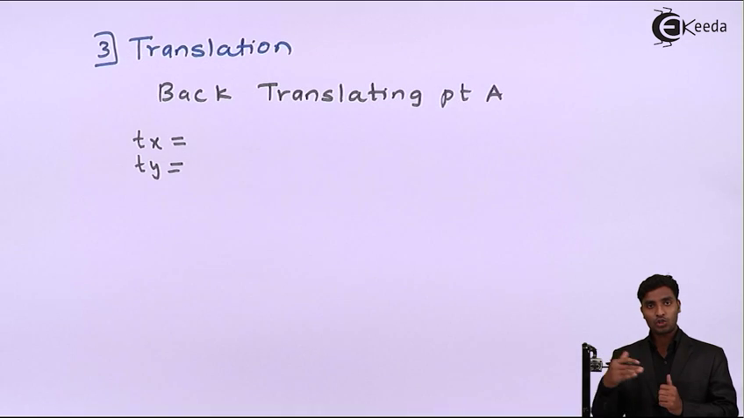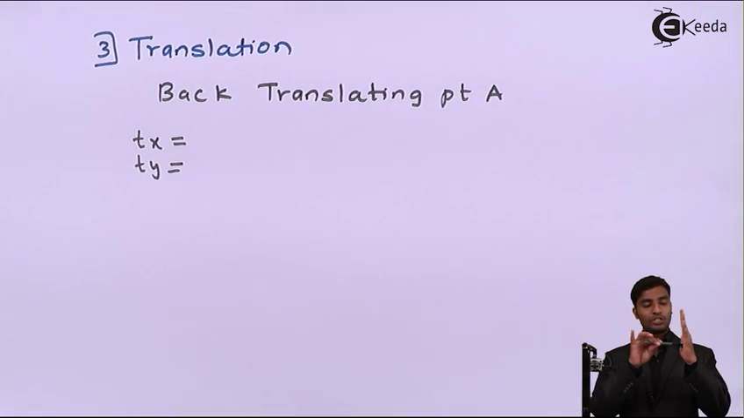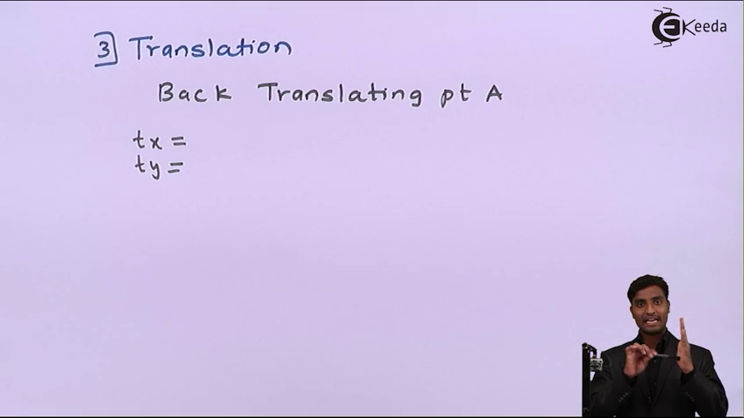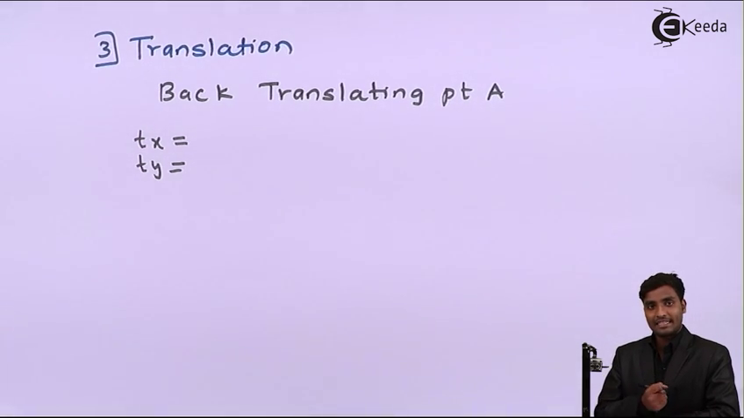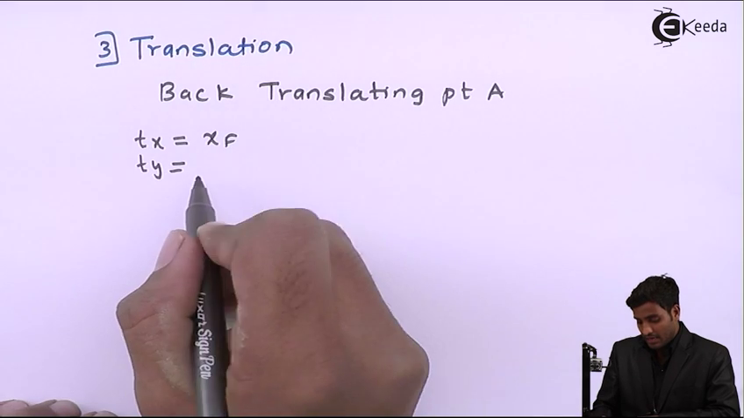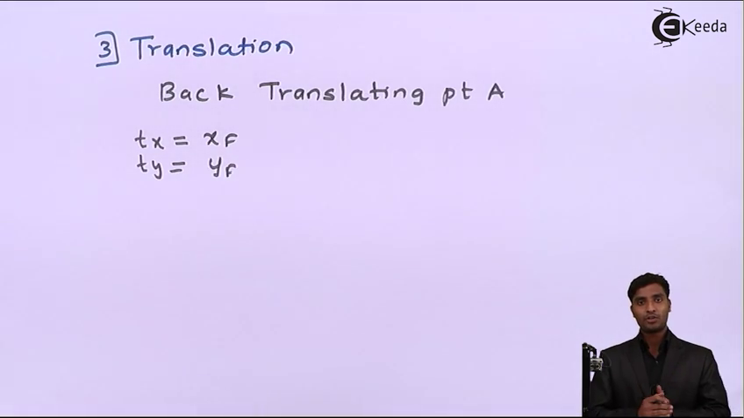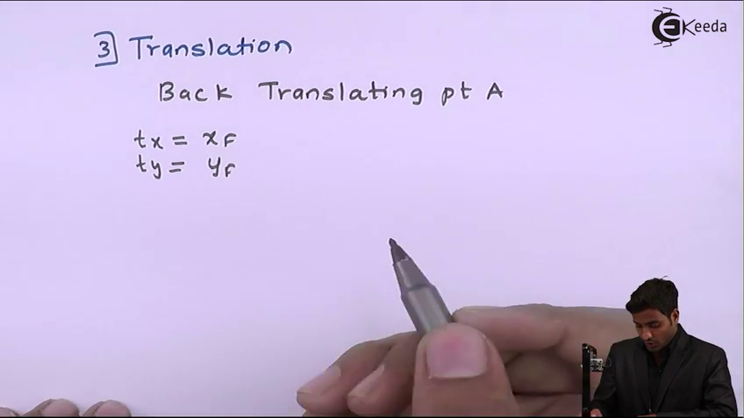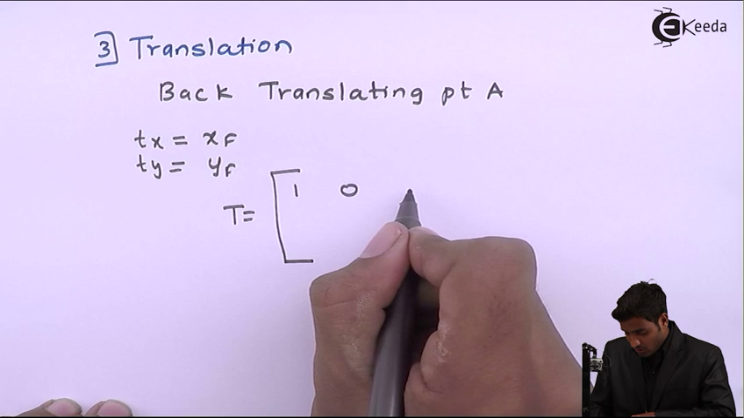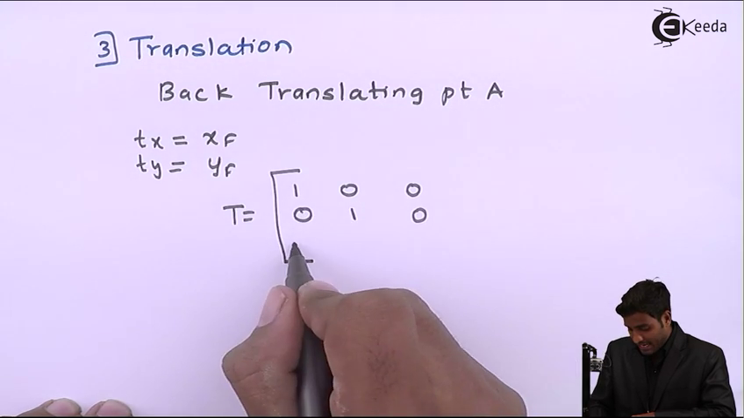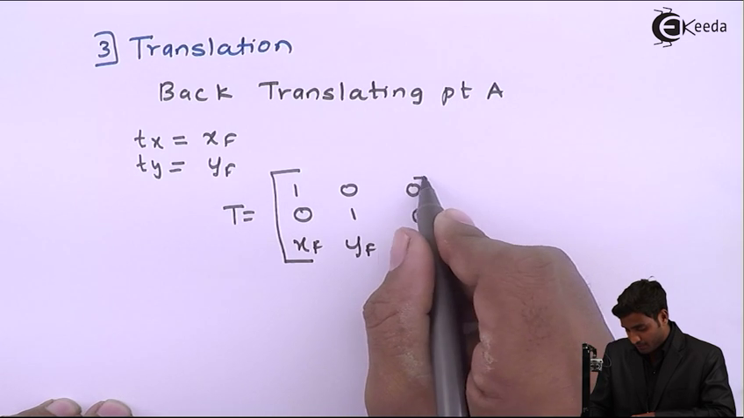Since we moved close to the origin before, we had the negative direction. Now if the figure is moving away from the origin, we are inching towards the positive direction. So along x we had xf units, so I will write xf, and I will write yf, just opposite to what we did first in translation. So the matrix will become 1 0 0, 0 1 0, xf, yf, 1.